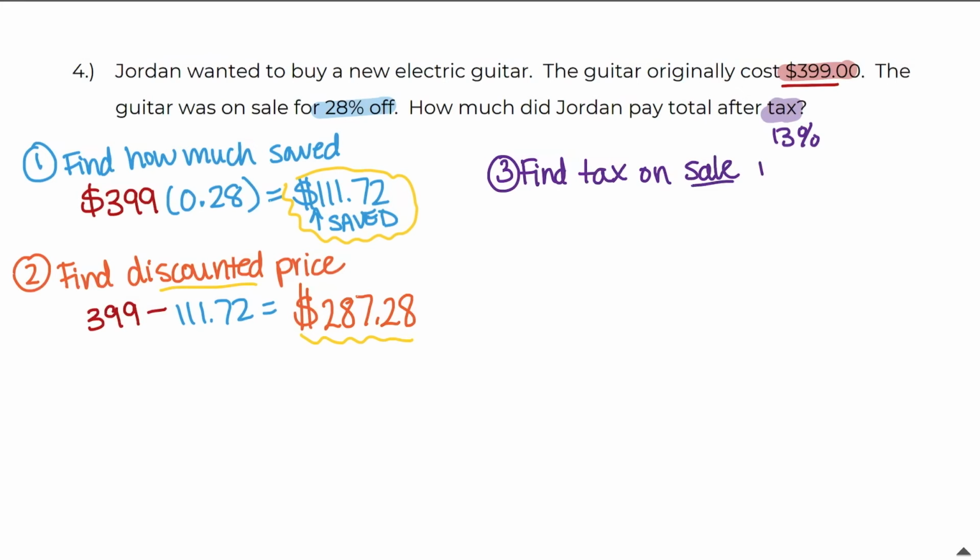It's not on the original price. It's not fair for us to get taxed on this $400. It's more fair to get taxed on this $287.28, because that's what we're paying. So to find that out, we would multiply this 287.28 by 13% as a decimal. So I'm going to multiply it by 0.13. So let's go ahead and type that in and see how much that's going to be.